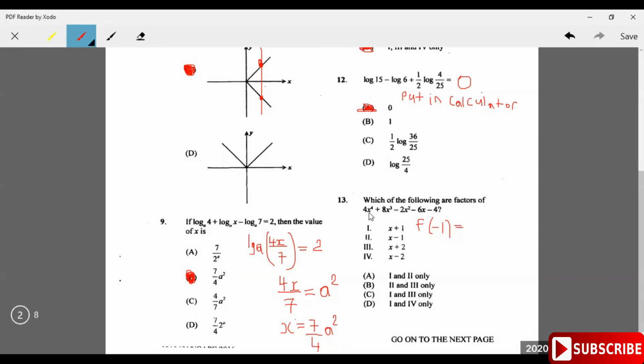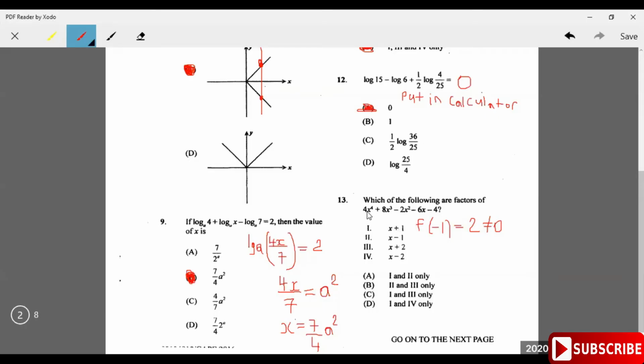So plugging in -1, we're going to get 4 minus 8, that's -4. Then we add 4, that's 0. Then we have -6, that's +6 minus 4, which is 2. Since we're getting 2, which is not equal to 0, x plus 1 is not a factor.